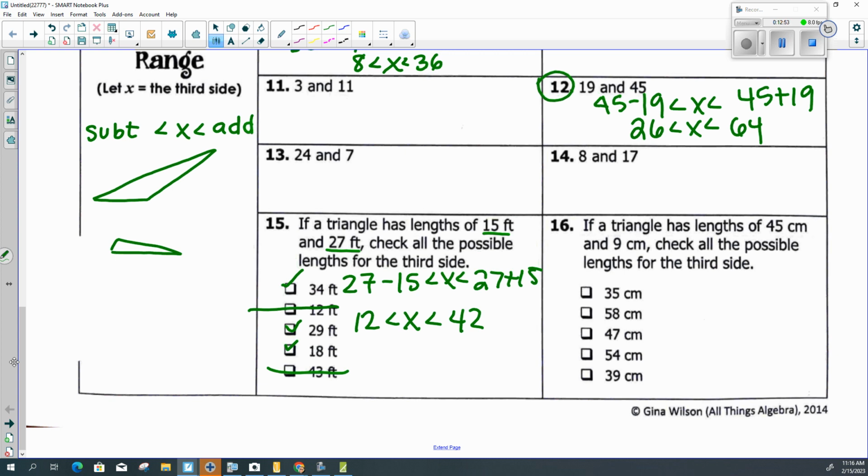Try not to go too fast. Any questions on that section, how you find that one missing side? It could be between these two things. One will make it a little triangle, one will make it a huge obtuse one.